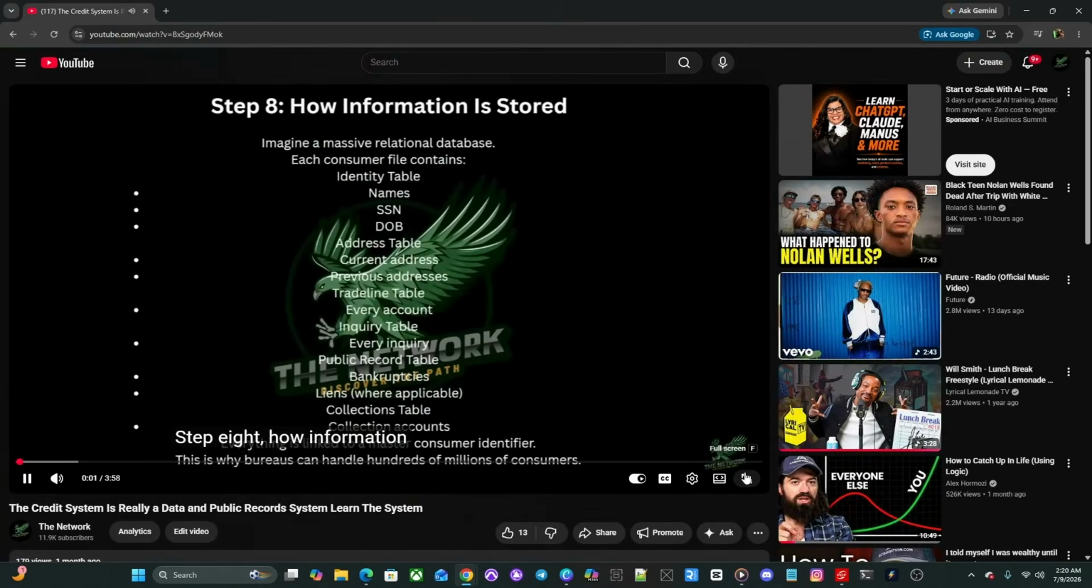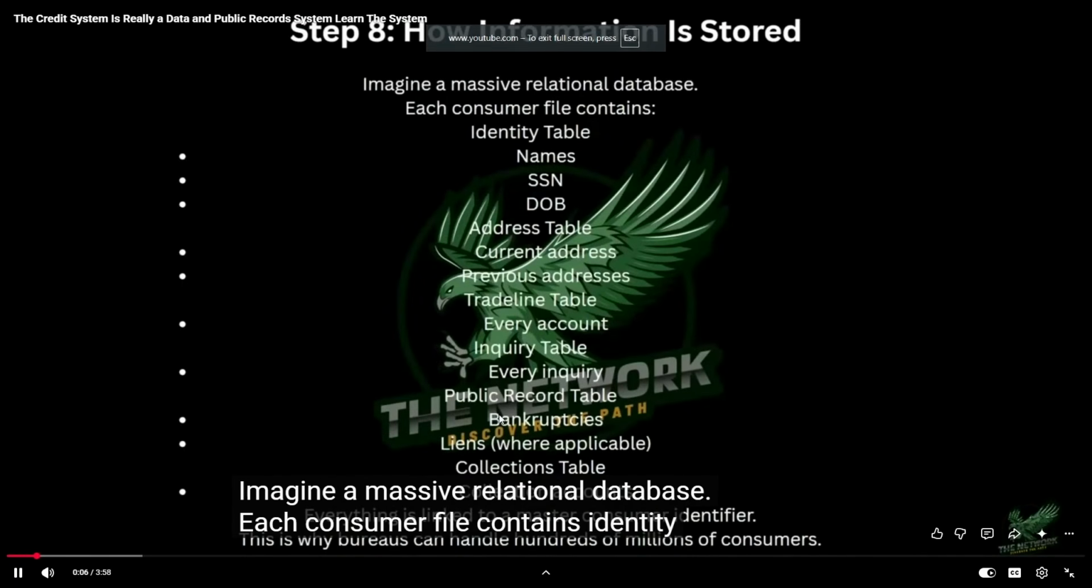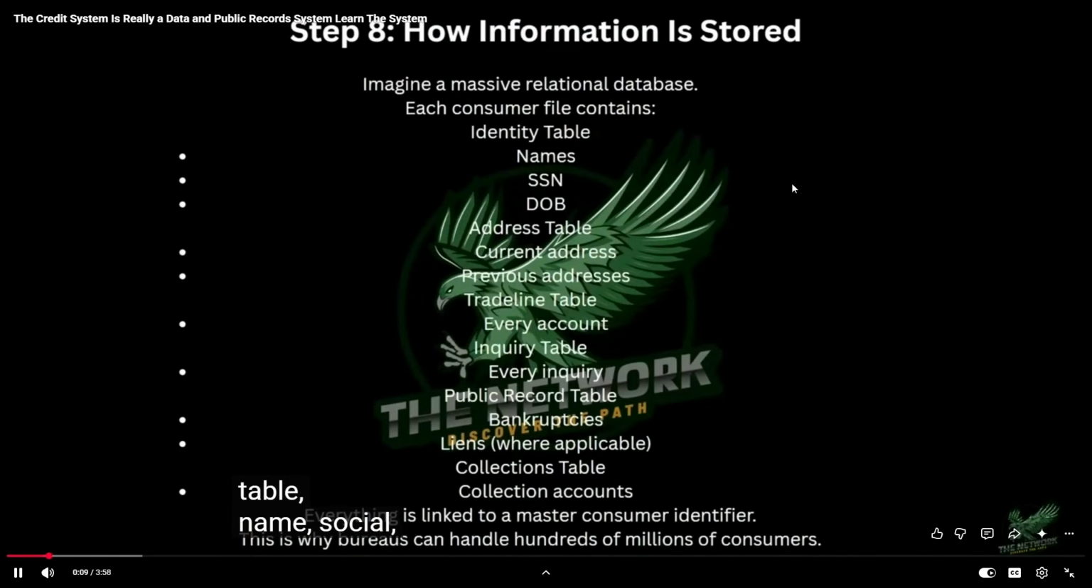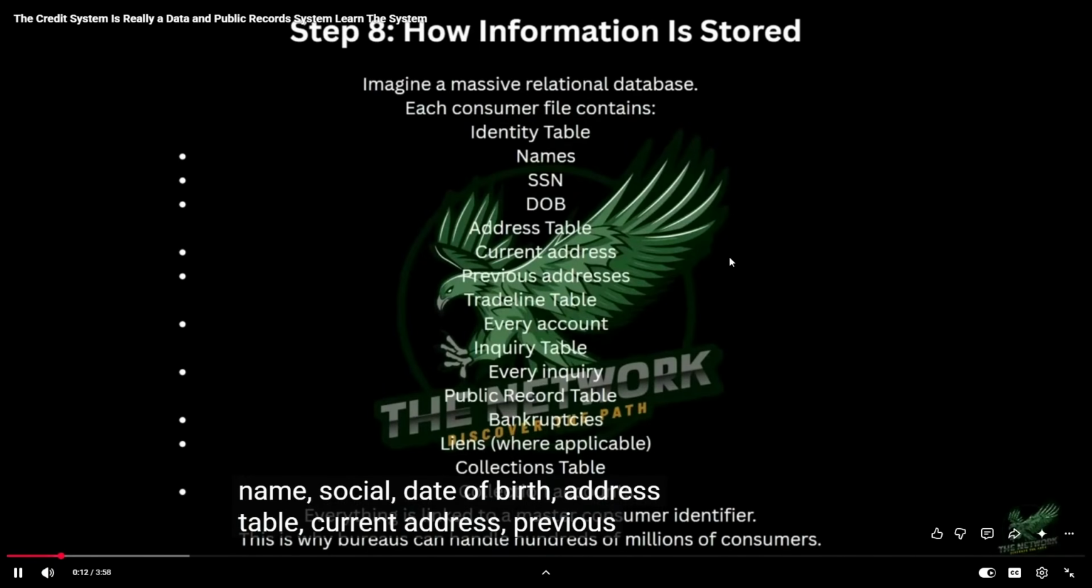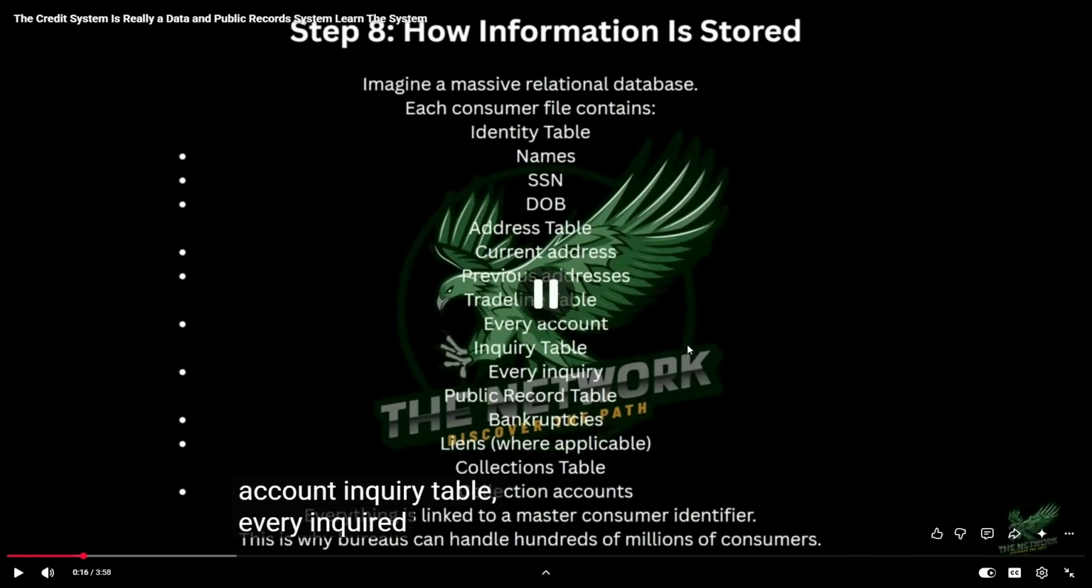Step So 8, let's how check. information is stored. Imagine a massive relational database. Each consumer file contains identity table, name, social, date of birth, address table, current address, previous addresses, trade line table, every account inquiry table, every inquiry.